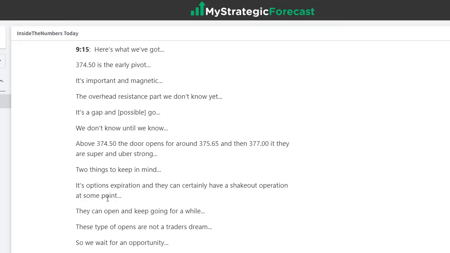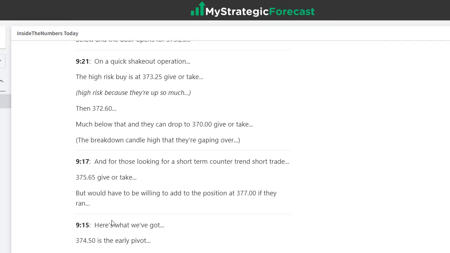Two things to keep in mind. It's options expiration, and they can certainly have a shakeout operation at some point. They actually had two of them, but we're not surprised when they do. We're waiting for an opportunity.